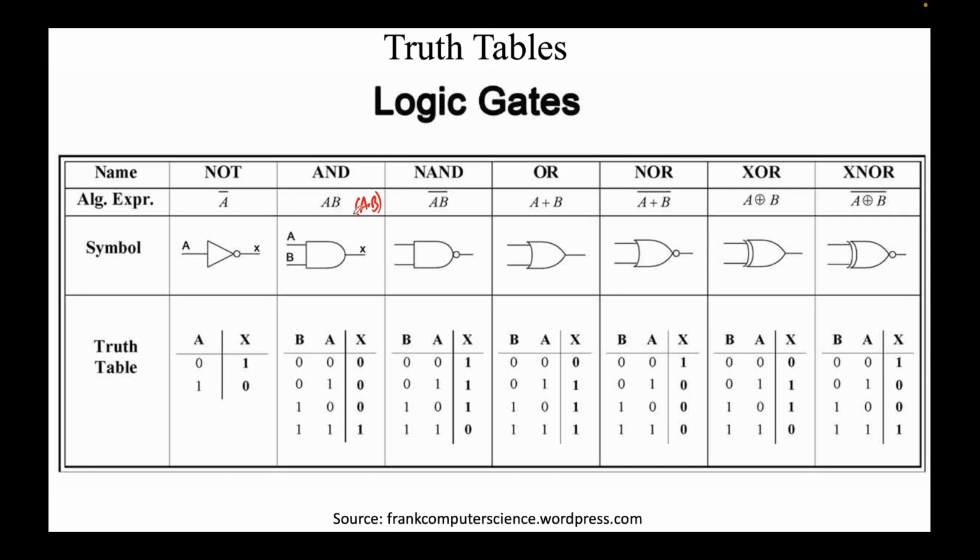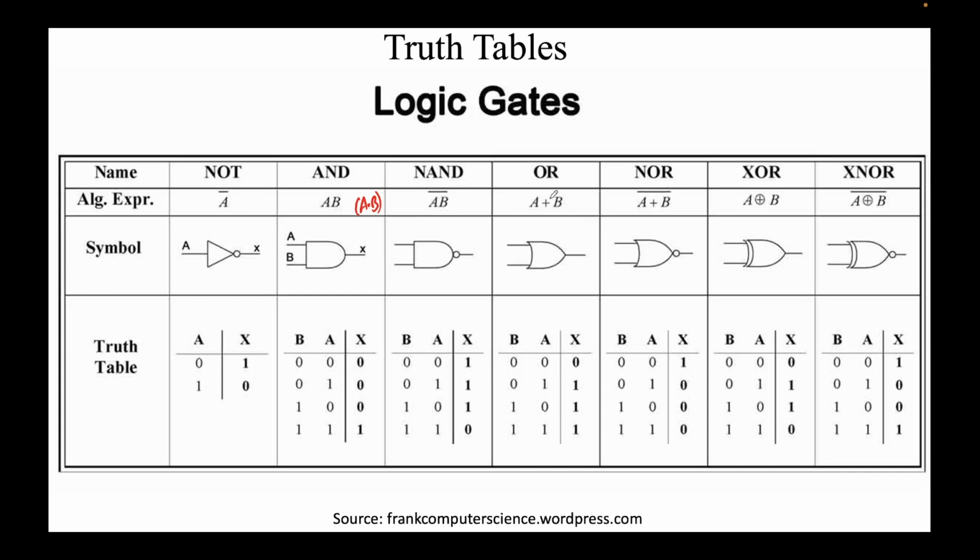NAND is interesting. NAND is nothing but first you do AND, so you multiply A and B and then you take a bar of it, hence the name NAND, not AND. And the symbol also justifies it. We have an AND symbol, and after that we invert that, so this circle that you see is taken from the NOT symbol. So that's the NAND.